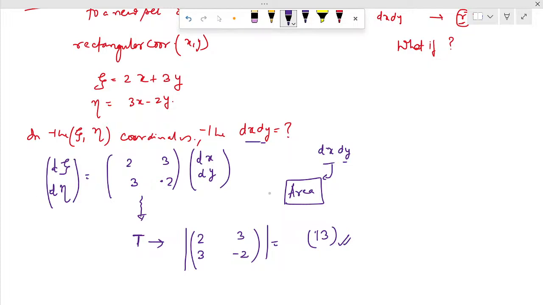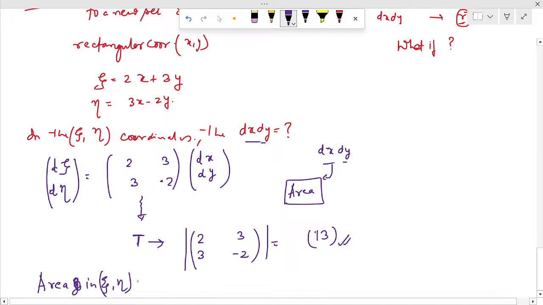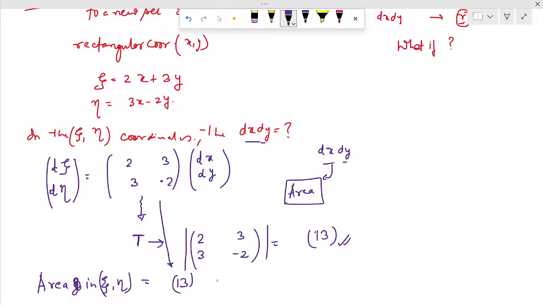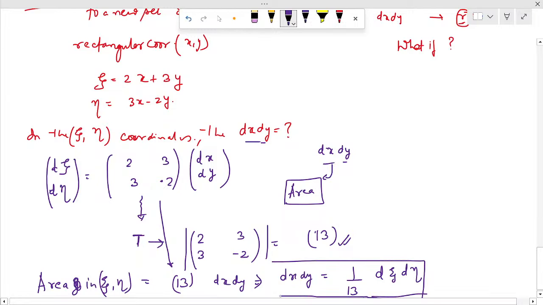If I take a modulus of it, just remember, I'm writing a formula. This is area in zeta and eta, equal to 13, which is the determinant of this, times area in dx dy. So the answer would be that dx dy can be written as 1 upon 13 d zeta d eta, and things are done. All you need to do is find the determinant of the matrix of linear transformation.